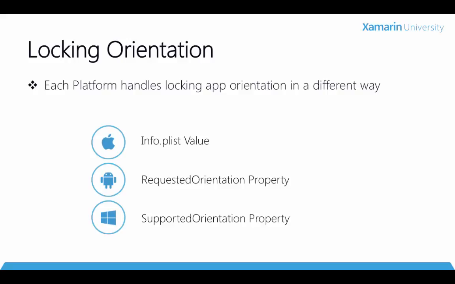On iOS, this can be achieved by setting values in the info.plist file in your project. On Android, you can specify the screen orientation declaratively with your activity attribute, or you can specify it programmatically via the requested orientation property, which you can set in the onCreate method of your main activity. And for Windows Phone, in the mainpage.xaml.cs file, you can change the supported page orientation enumeration member to portrait or landscape.